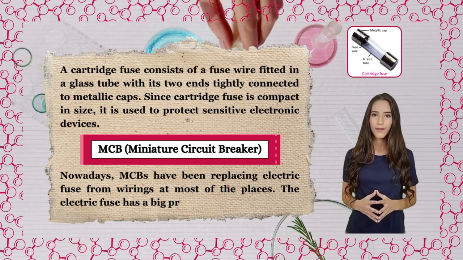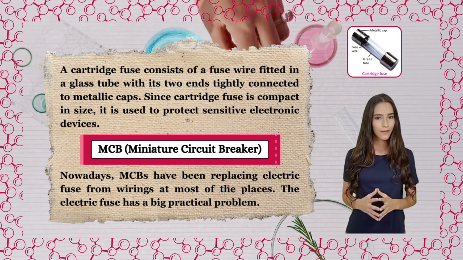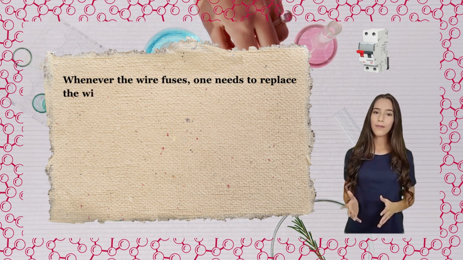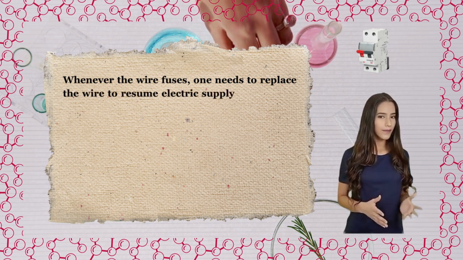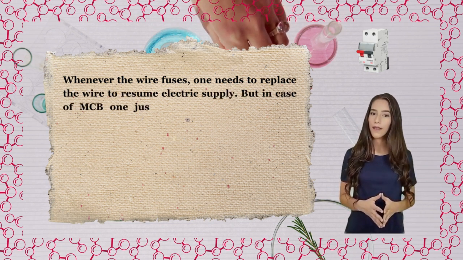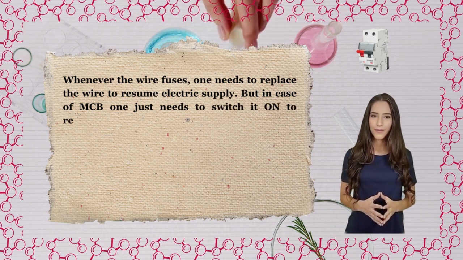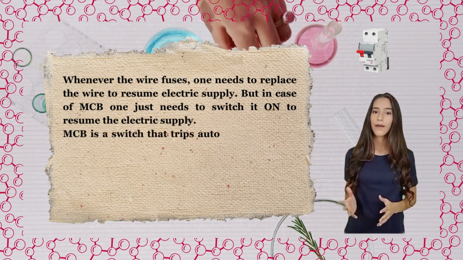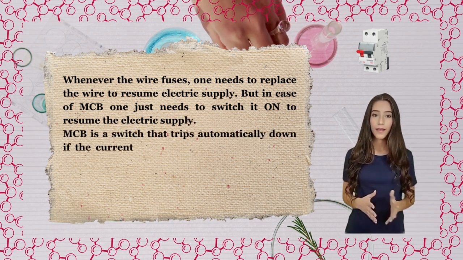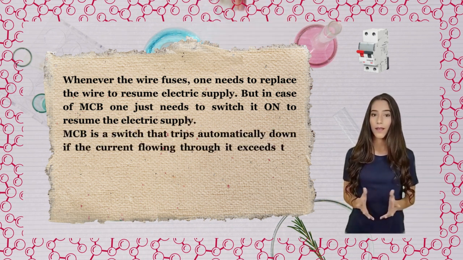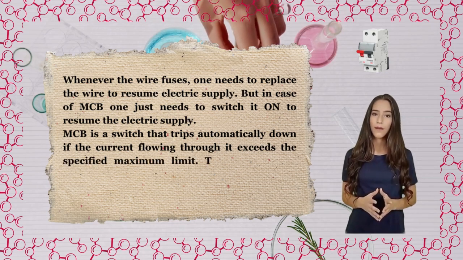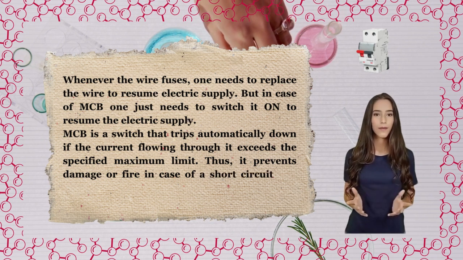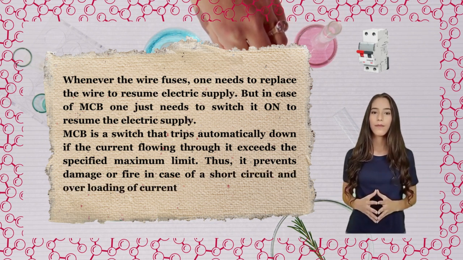The electric fuse has a big practical problem. Whenever the wire fuses, one needs to replace the wire to resume electric supply. But in case of MCB, one just needs to switch it on to resume the electric supply. MCB is a switch that trips automatically down if the current flowing through it exceeds the specified maximum limit. Thus, it prevents damage or fire in case of a short circuit and overloading of current.